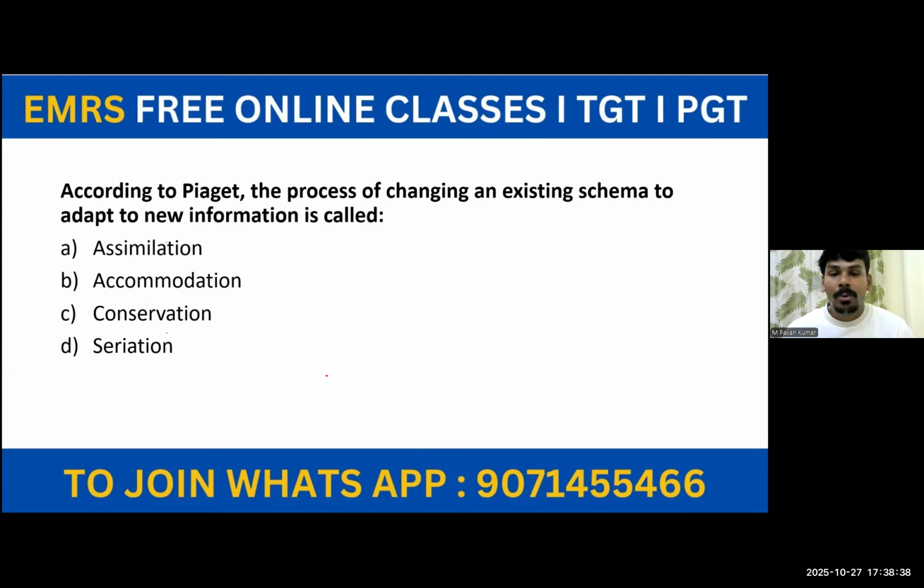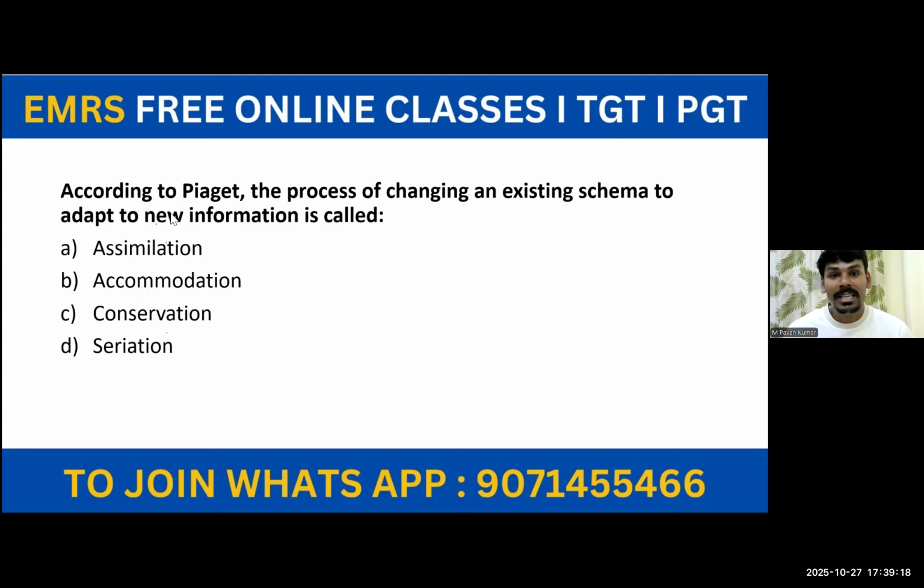According to Piaget, the process of changing an existing schema to adapt to new information is called assimilation, accommodation, conservation, or creation. Piaget talked about assimilation and accommodation, if you can remember. When we were talking about mental balance, that is called equilibration, there is assimilation and accommodation. Now, which one is correct in that?